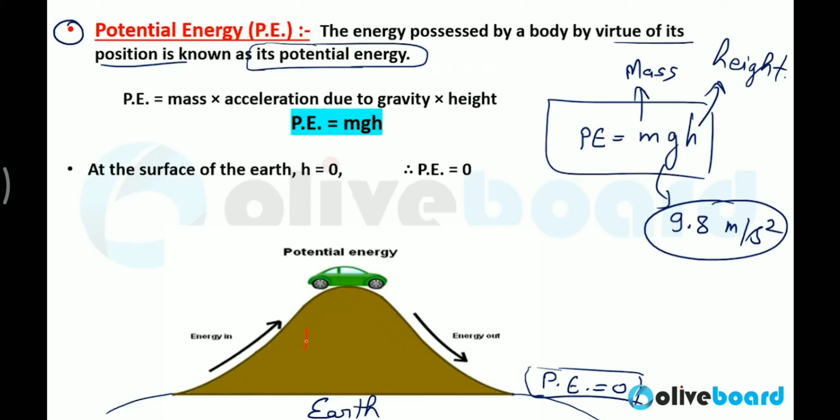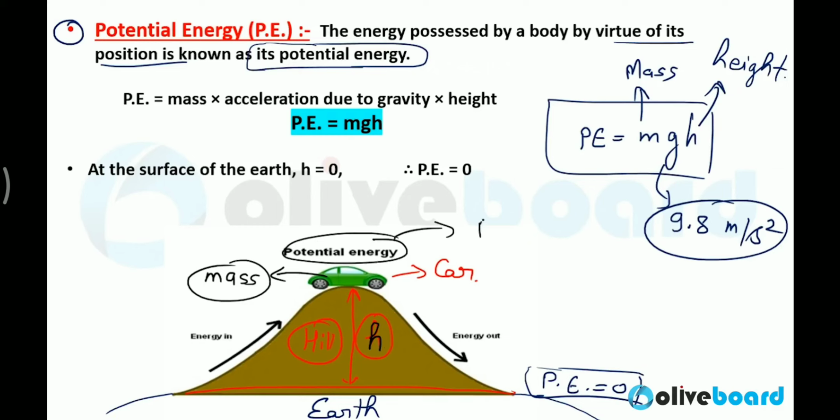Let's say this is a small hill, and this is a car, and this is your earth surface. Let's say this car is at height h above the earth surface. This car has some mass, and acceleration due to gravity is constant. So what is the potential energy possessed by this body? It will be mgh.